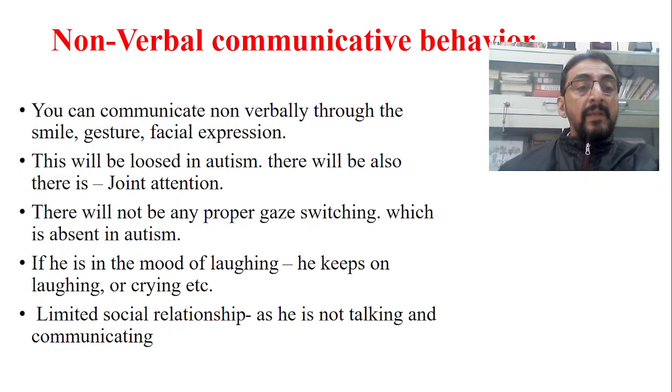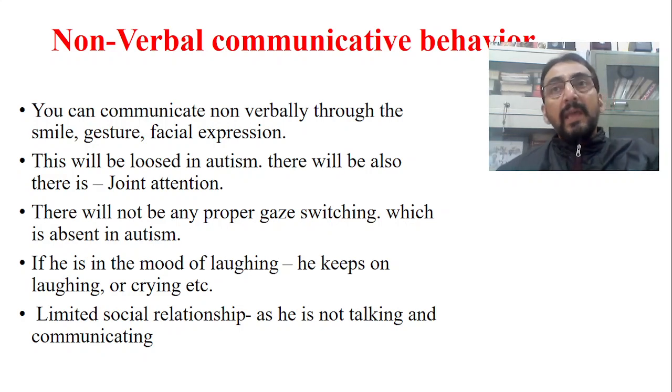This is also lost. If an autistic baby is in the mood of laughing, he keeps on laughing, and if he is in the mood of crying, he keeps on crying, because he has lost communication with the external world. Whatever internal feeling he has, he experiences it individually. He is not reciprocally responding to any external stimulus, and there will be very limited social relationship. He is not talking or communicating with anybody. Whatever he does is on his own, not in response to an external stimulus.